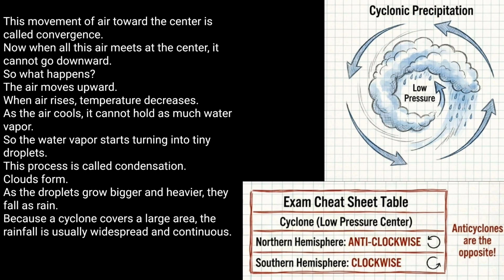Now, when all this air meets at the center, it cannot go downward. So what happens? The air moves upward. And remember the basic rule. When air rises, temperature decreases. As the air cools, it cannot hold as much water vapor. So the water vapor starts turning into tiny droplets. This process is called condensation. Clouds form. As the droplets grow bigger and heavier, they fall as rain. Because a cyclone covers a large area, the rainfall is usually widespread and continuous.